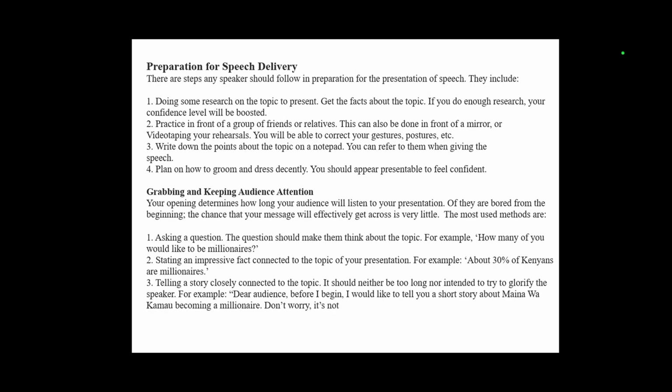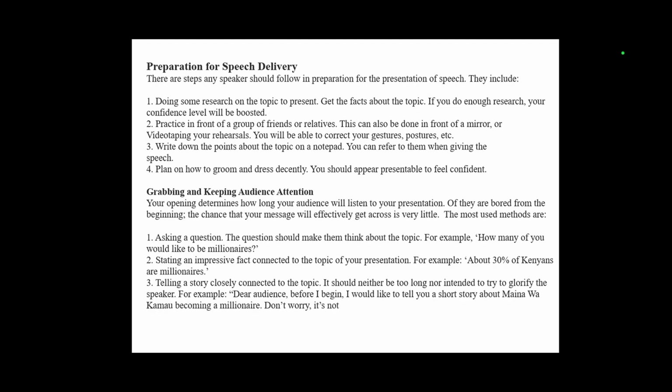Grabbing and keeping the audience's attention. Your opening determines how long your audience will listen to your presentation. Now, if they are bored from the beginning, then the chances that your message will effectively get across are very little. Now, the most used methods are, one, asking a question. The question should make them think about the topic. For example, how many of you would like to be millionaires? That's number one, it grabs the attention of your audience. And number two, it sets the stage, or the footing ground, for your speech.